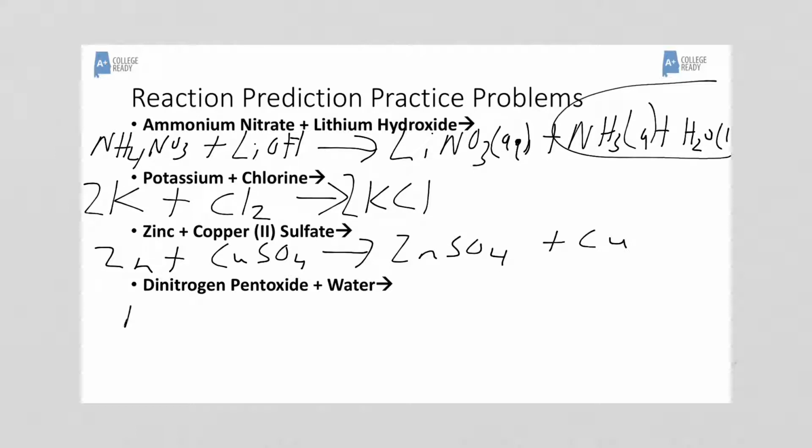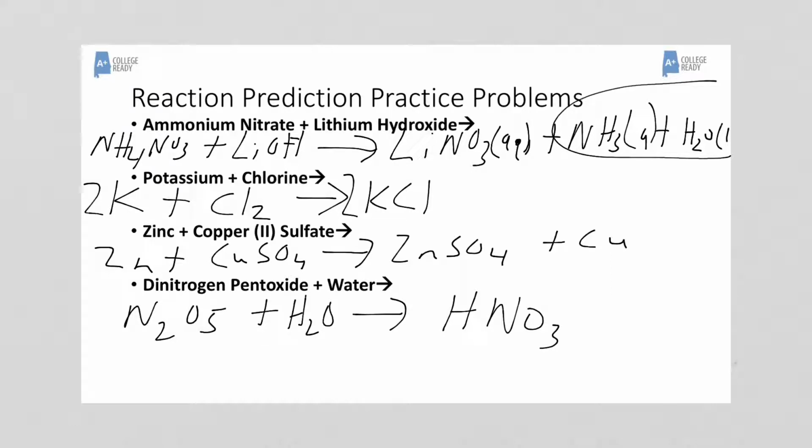Next we have dinitrogen pentoxide plus water. Now this is going to be a synthesis reaction, and the rule is that nonmetal oxides plus water yield an acid. And in this case, the only acid that you can make that would balance is nitric acid. You need to balance this by putting a 2 right here, and I think that'll take care of it. So that's a nonmetal oxide plus water yields an acid.